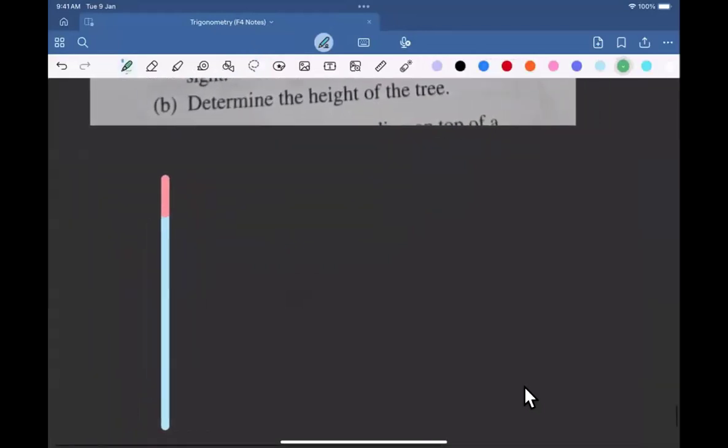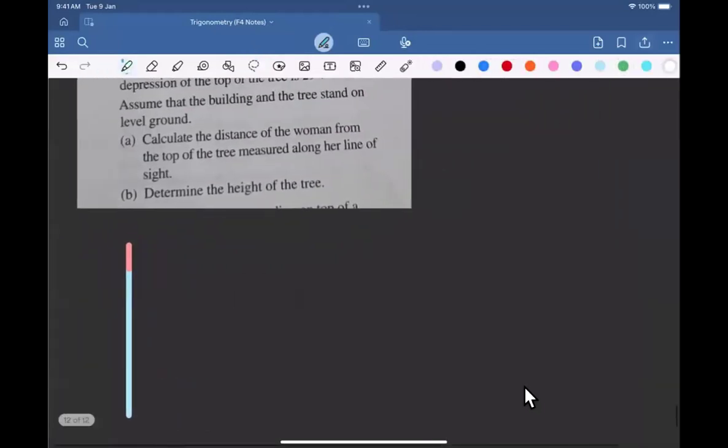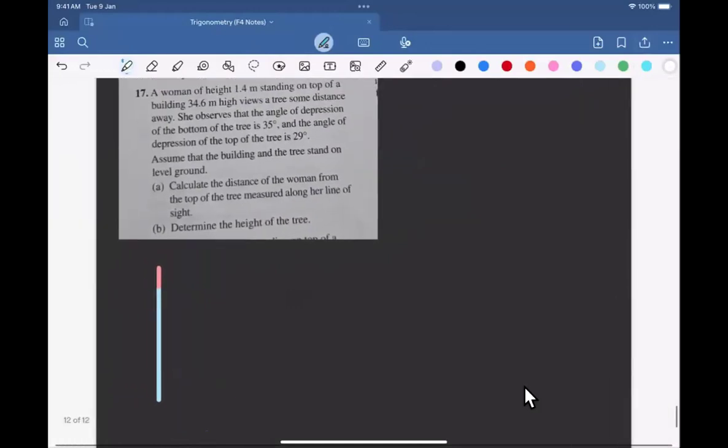So we have the building over here. Let me get this straight. So, Aliyah, this building over here, what's the height of the building? Aliyah, what's the height of the building?